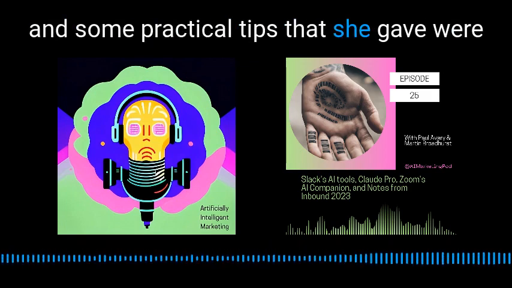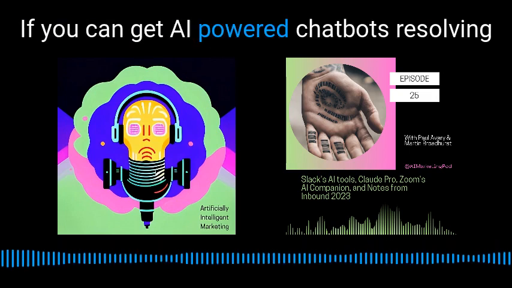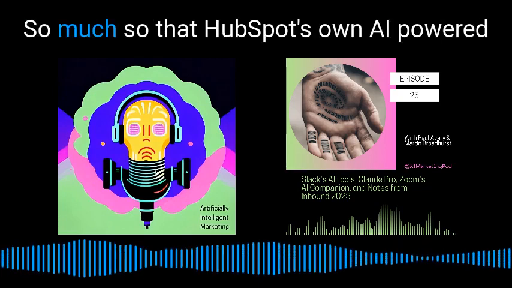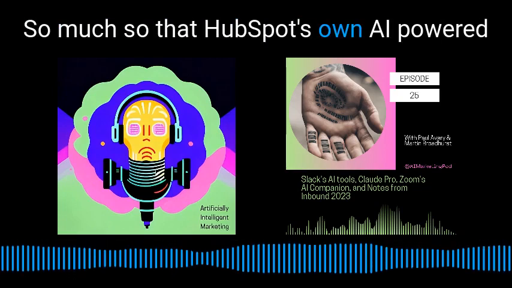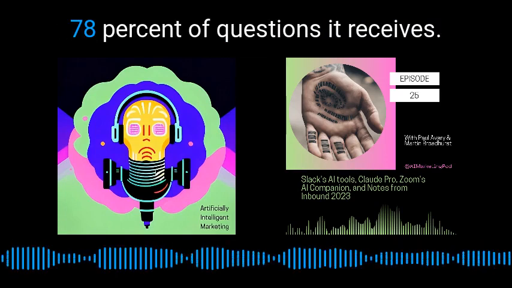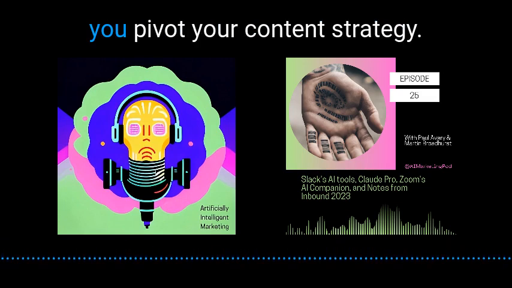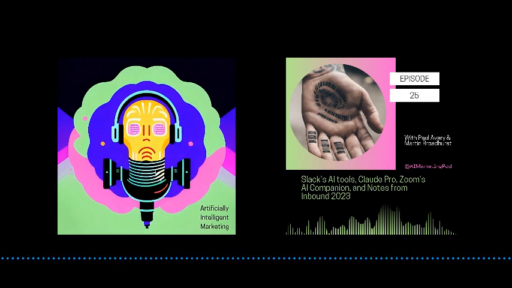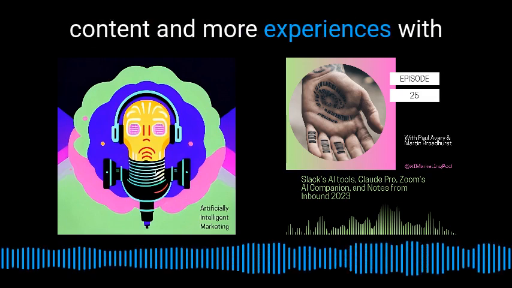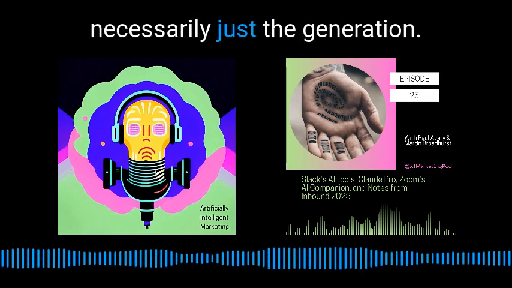Some practical tips that she gave were to get chatbots added onto the website. If you can get AI-powered chatbots resolving customer queries, it can make a big impact. So much so that HubSpot's own AI-powered chatbot is now successfully resolving 78% of the questions it receives. She also recommended that you pivot your content strategy. So she's talking about creating more content and more experiences with AI helping the distribution, but not necessarily just the generation.